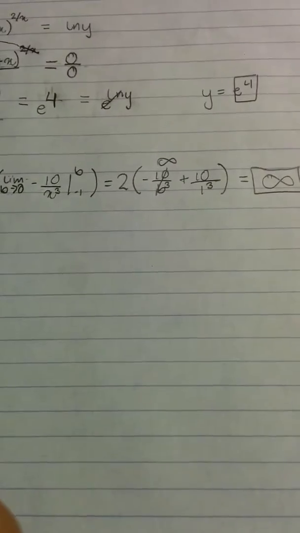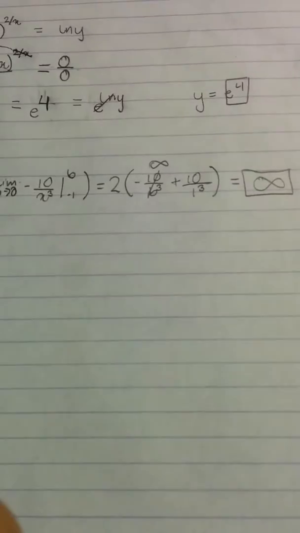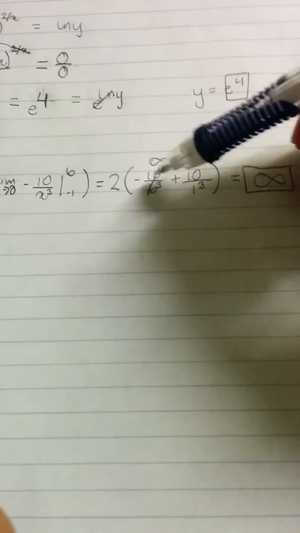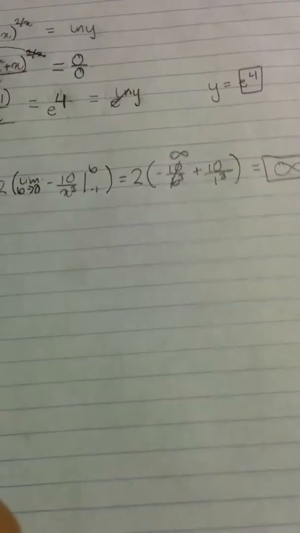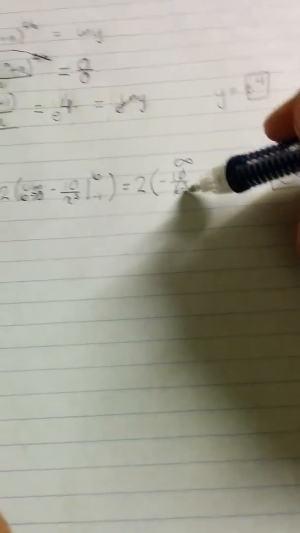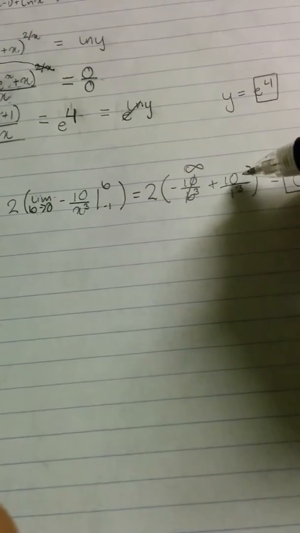On to the next step. We distribute this right there, and it'd be -10 over b cubed plus 10 over 1 cubed, which, if you see, since b goes to 0, it'd be 10 over 0, which just tends to infinity, plus 10, all times 2, which is just infinity. Okay.